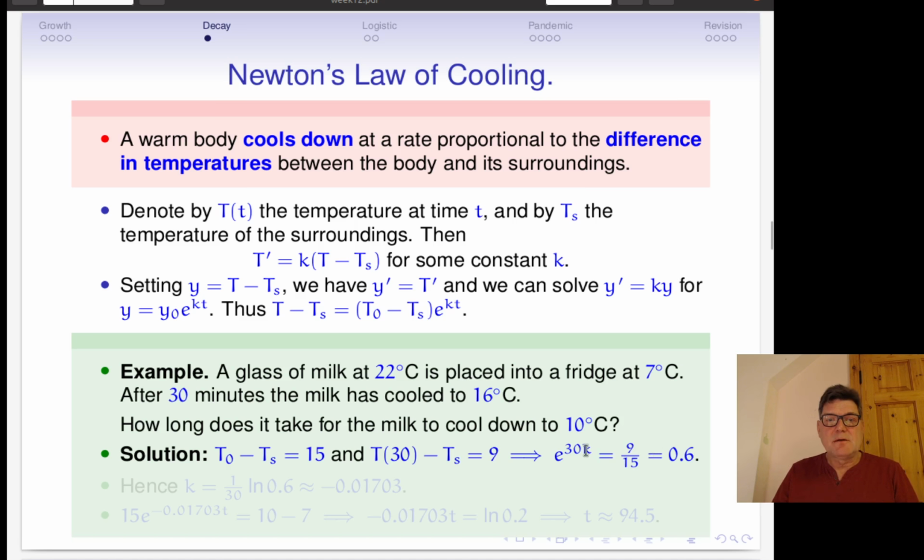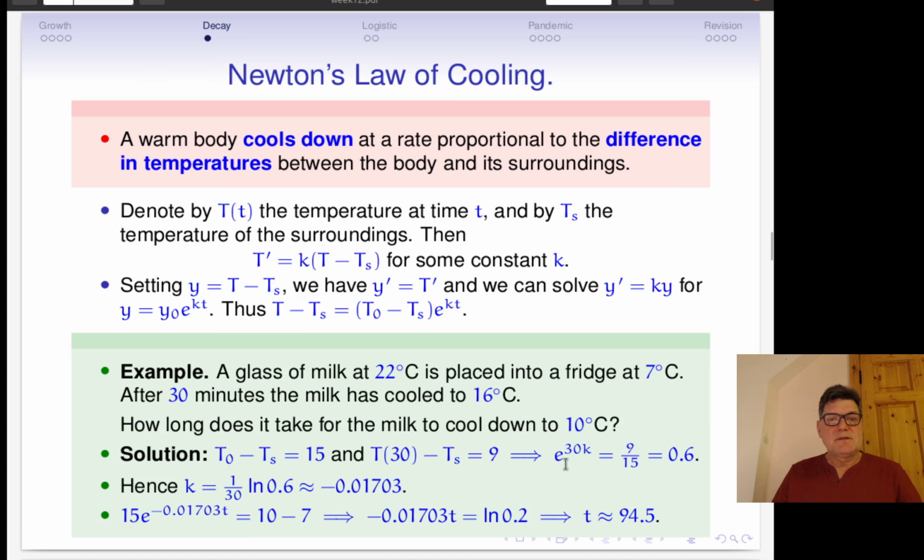So again, take logarithms, divide by 30 to get the k. We find that k is approximately minus 0.01703. Note it's negative. We're talking about a decay phenomenon. Temperature goes down. And now with that k and the initial value, we have all the ingredients for the model, which is the temperature difference is 15 times e to the minus 0.01703 t.